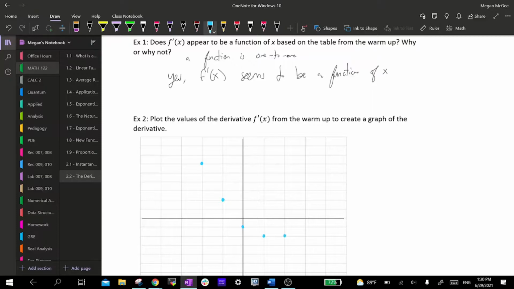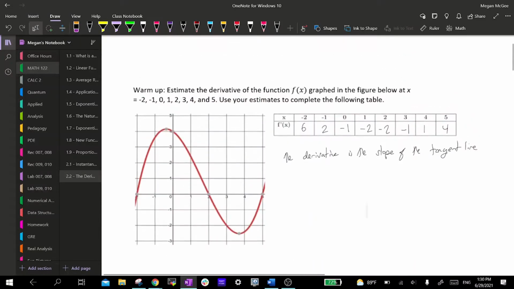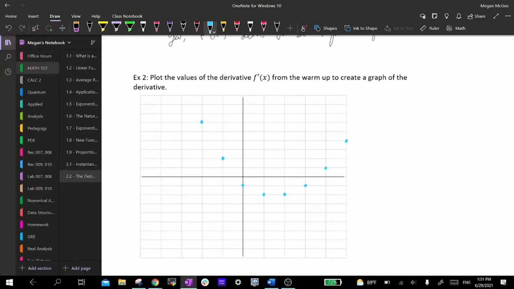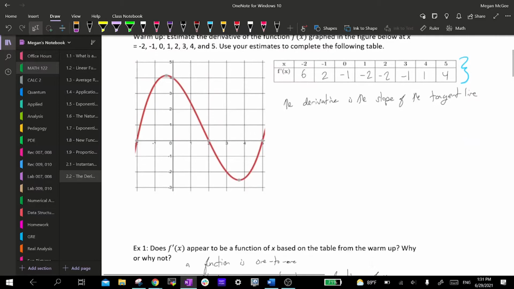+2 and -2, +3 and -1, +4 and +1, and +5 and +4. Okay? And again, these are all just from this table up here. Okay? So if we go ahead and connect these, it might look something like this. All right, and this is the graph of the derivative of the function shown here in red.